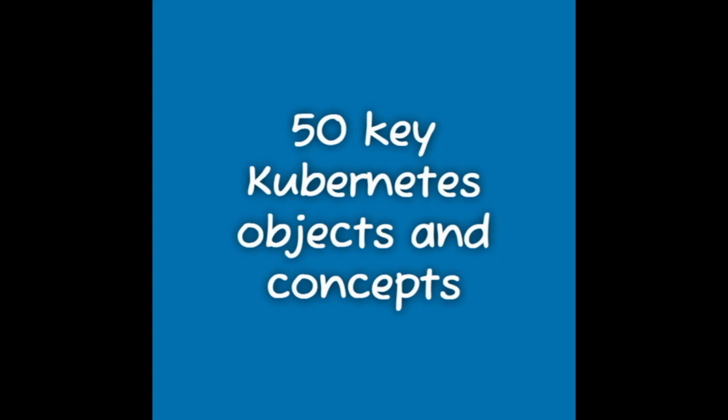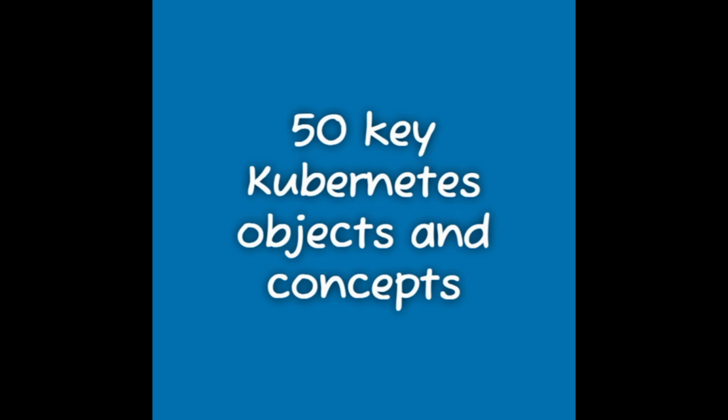Core workloads. These objects define the basic units of execution in Kubernetes. Pod, smallest deployable unit, a group of containers. Replica set, ensures a specified number of pod replicas are running. Deployment, manages stateless applications, handles rolling updates. Stateful set, manages stateful applications with persistent identity.